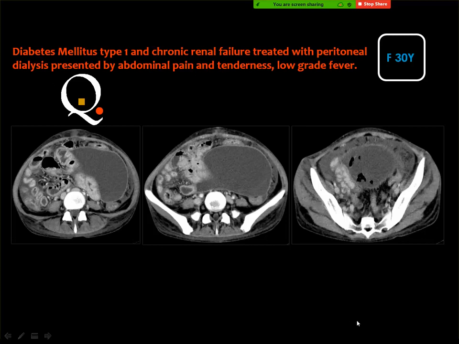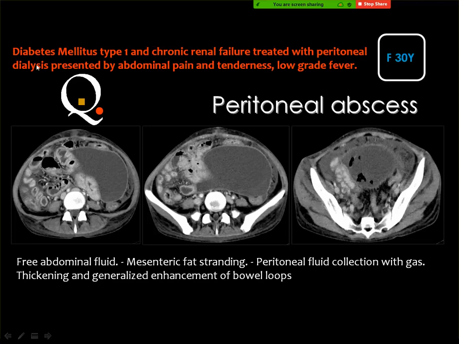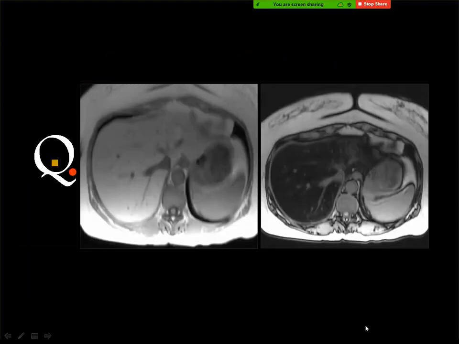Abscess. Yes. Peritoneal abscess, because of the history: diabetes, chronic renal failure, peritoneal dialysis, fever. You got marginal enhancement, internal loculi, all pointing to the diagnosis of an abscess.